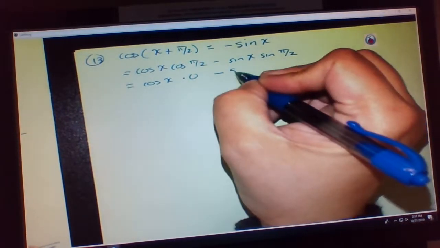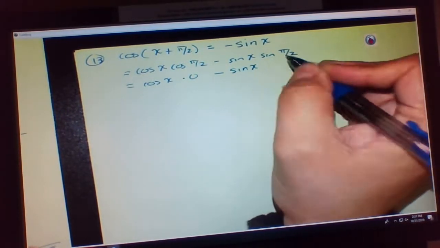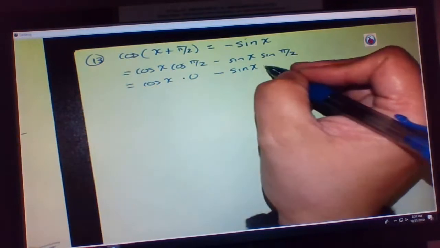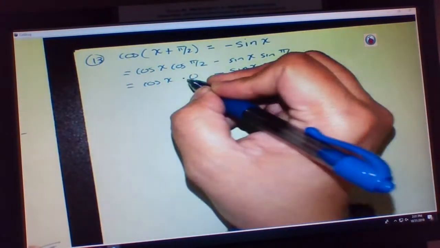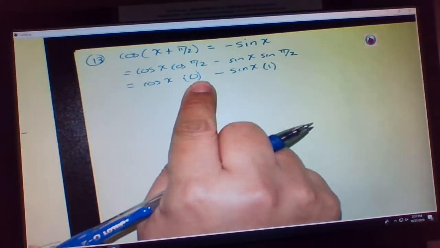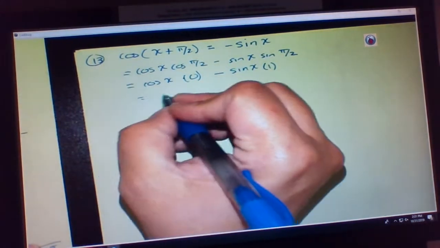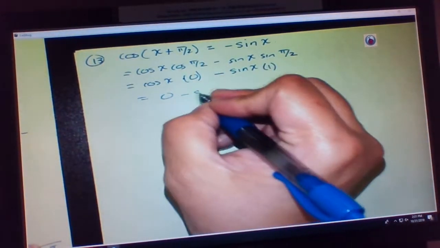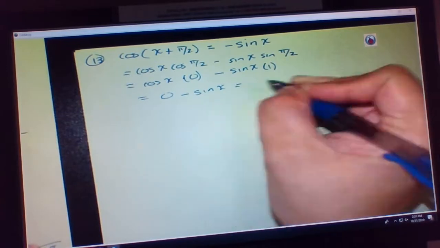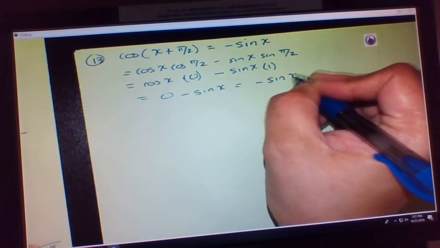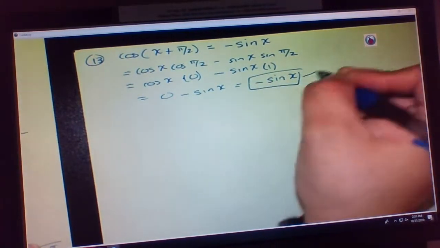Sine of x is just sine of x, but what is sine of pi over 2? 1. So this times 0 becomes what? 0. This times 1 is just sine of x. So isn't this a negative sine of x? Has this equal to that?